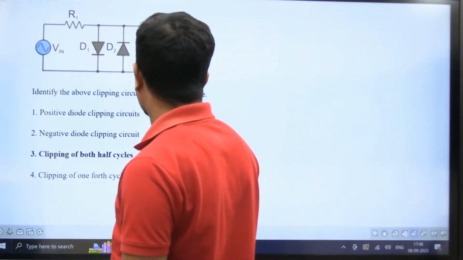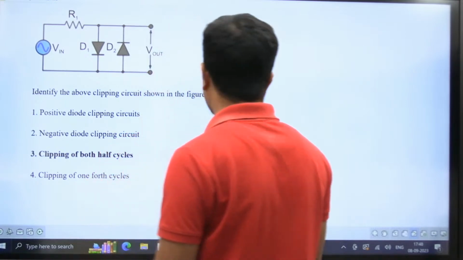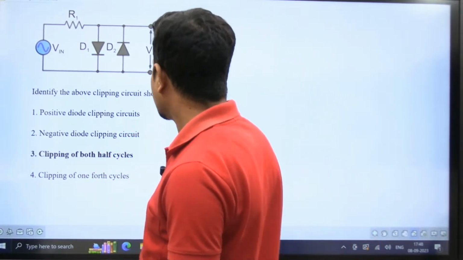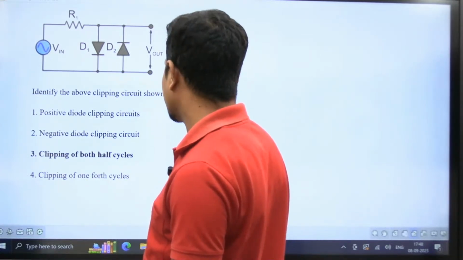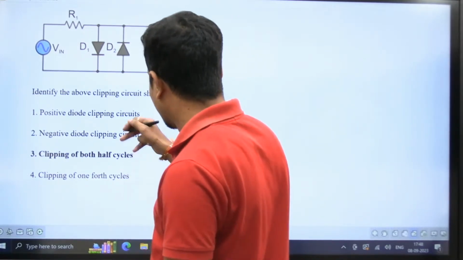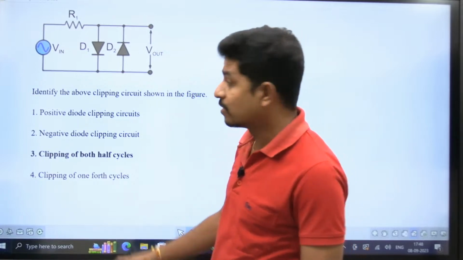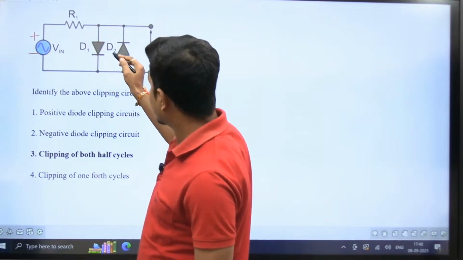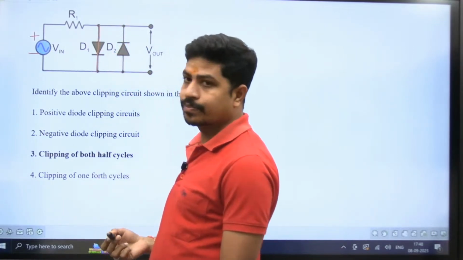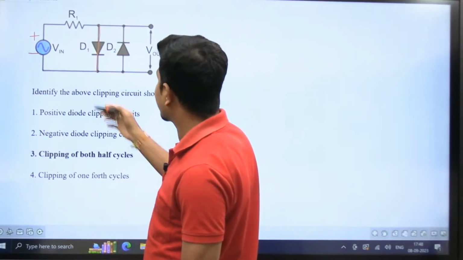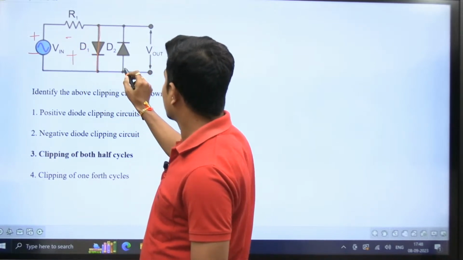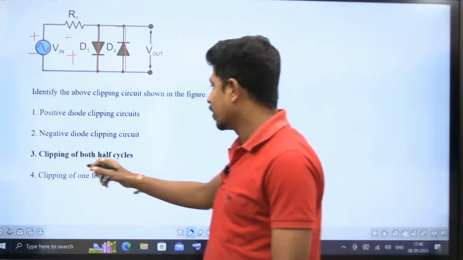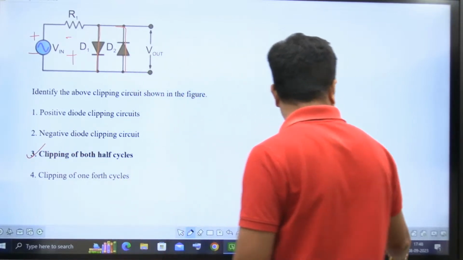Identify the clipping circuit shown in the figure. Positive diode clipping circuit, negative diode clipping circuit, or clipping of both half cycles. It will do the clipping of both half cycles. Why? Because for the positive half cycle, this particular diode will conduct. For the negative half cycle, if this is minus and this is plus, this particular diode will conduct. Therefore, it is going to do both half cycle clippings.